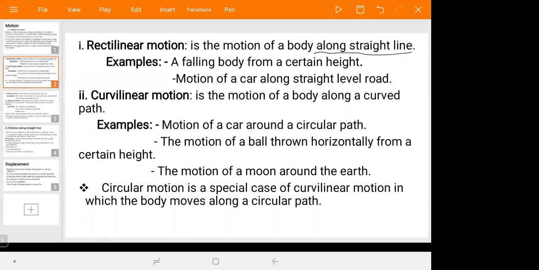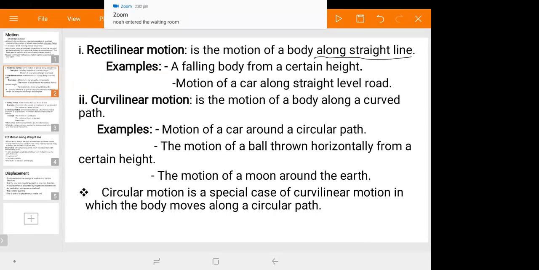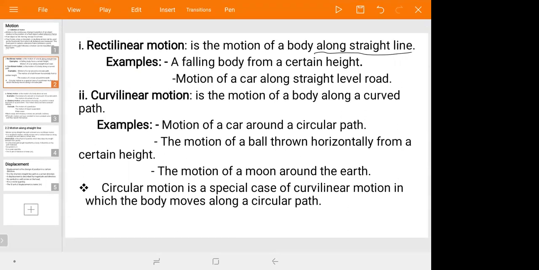So, for example, when you drop a ball or anything from a certain height, that type of motion is rectilinear motion. Motion of a car along a straight line. You can also take the motion of a plane in the sky. The motion of the plane in the sky is a type of rectilinear motion, okay? Have you understood what rectilinear motion means?